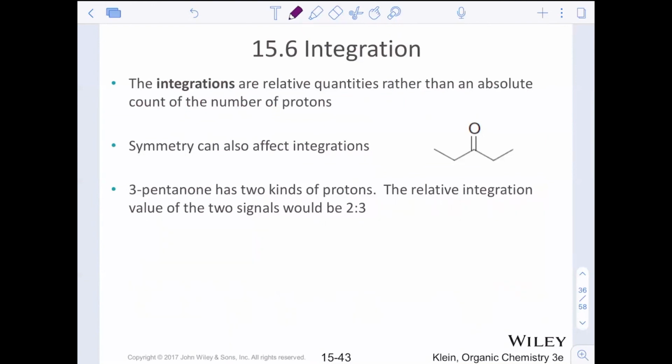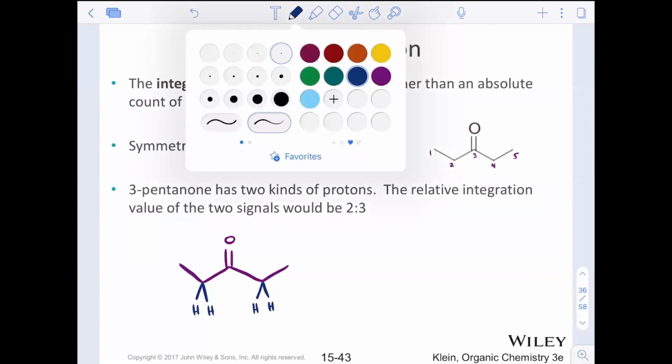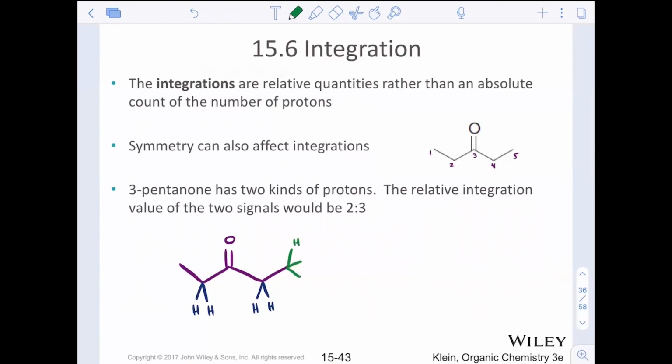So symmetry can affect these integrations. This is 3-pentanone, 1, 2, 3, 4, 5. It's a pentane with a ketone in there on carbon number 3, so that's why it has the -one ending. 3-pentanone has 2 kinds of protons. Let's just redraw this guy and draw them out. I'll use some fancy colors. These 2 protons are the same as these 2 protons, and these 3 are the same as these 3. So we could expect to see 2 signals, 6 hydrogens versus 4 hydrogens.